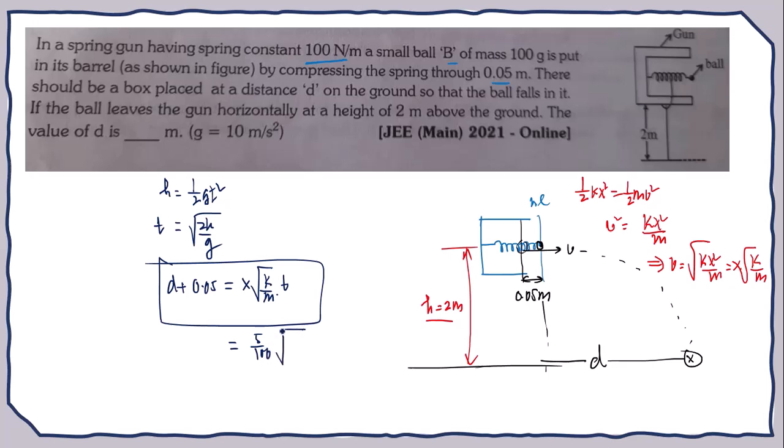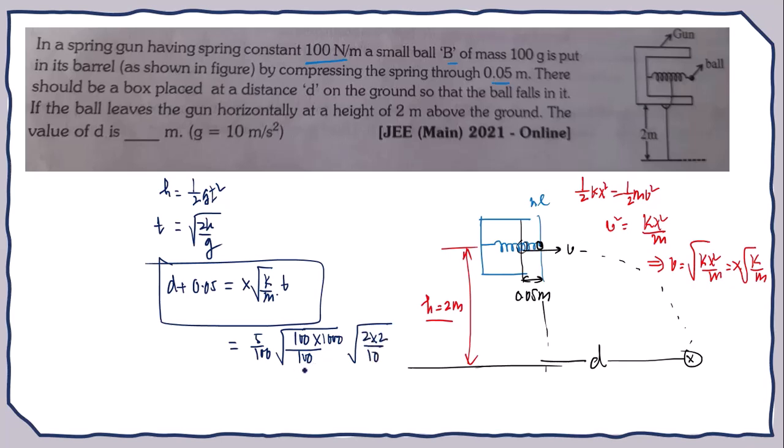Root of k. K is given as 100, divided by mass. Mass is 100 grams, so 100 and by 1000 over here. And t is there. What is t? T is the time. So time is how much? Under root of 2h by g. So under root of 2, h is 2 meter, by g is 10.